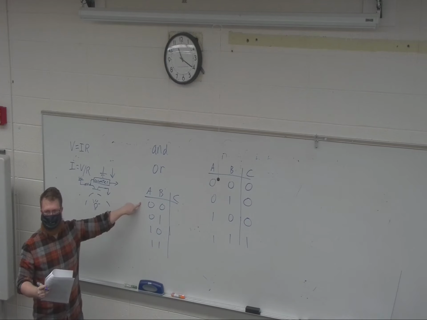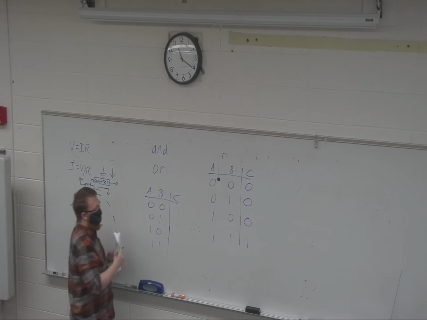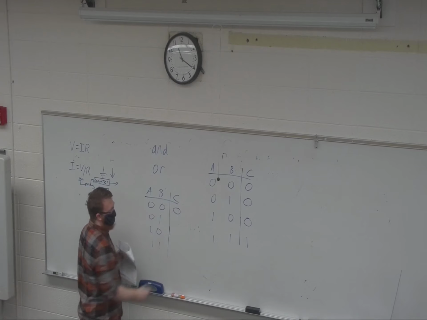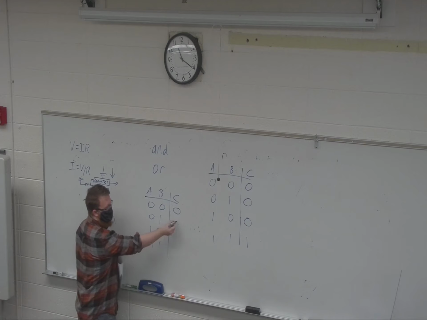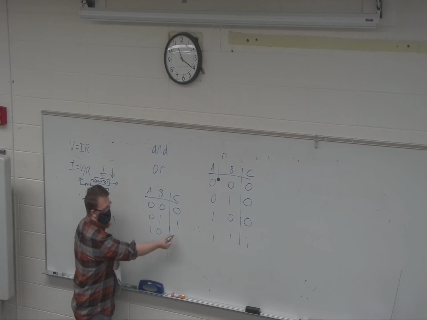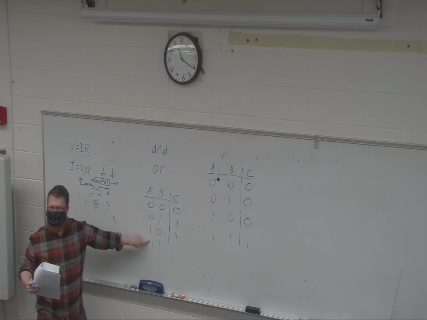Is this a 1 or a 0? 0. Yeah, it is not true. How about this one? 1. It is true because one of them is. This one? How about this one? It's also a 1.